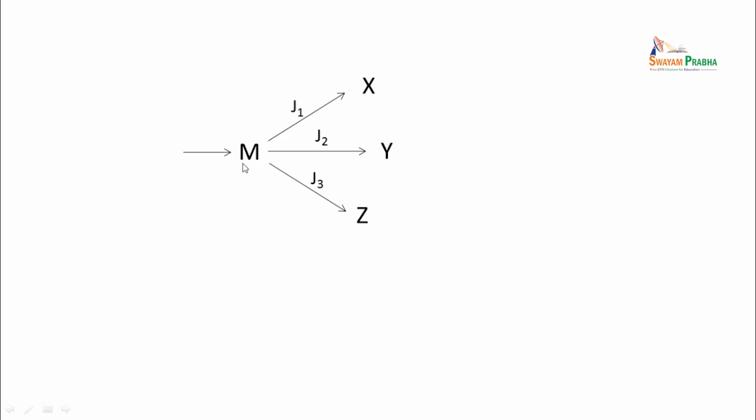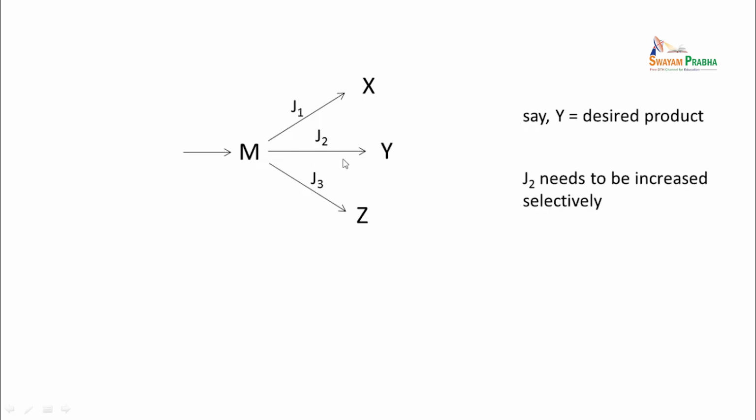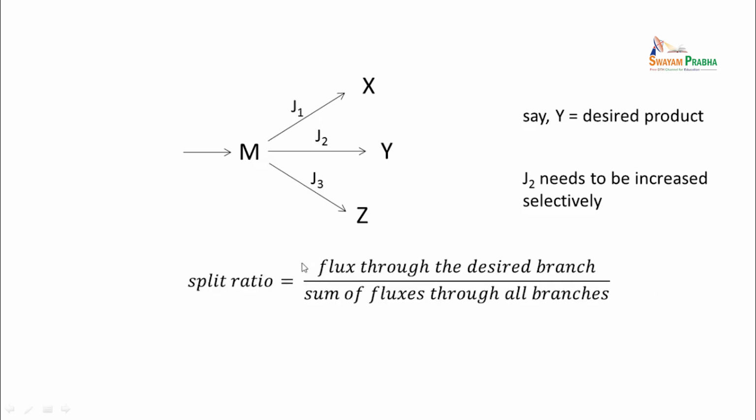So in formal terms, if metabolite M undergoes 3 reactions with rates J1, J2 and J3, or fluxes J1, J2 and J3 in this terminology, to give you X, Y and Z, and let us say that Y is the desired product here, J2 needs to be increased selectively over J1 and J3, right? So the split ratio, as it is called, is the flux through the desired branch divided by the sum of fluxes through all branches. It can be written as J2 divided by the sum of all J's, J1, J2, J3 in this case. So J2 by J1 plus J2 plus J3. This is the split ratio.